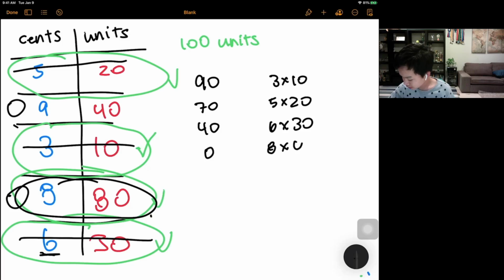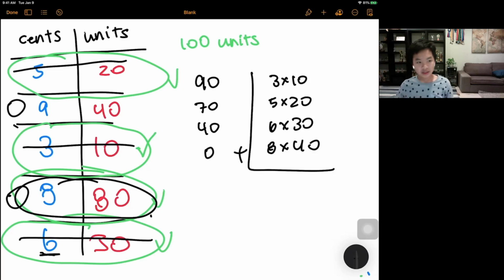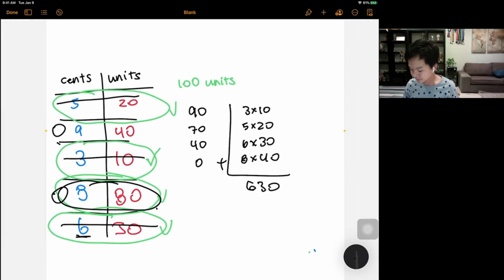Our cost for this would be 8 times 40. And now, since we just purchased our milk, we don't need to purchase any more. So now all we need to do is just sum this up. And for this, you would get 630. Okay. So let's get to coding.